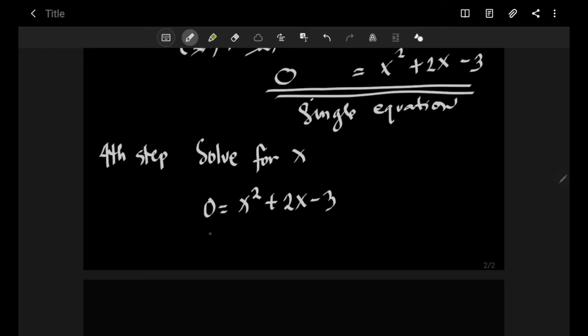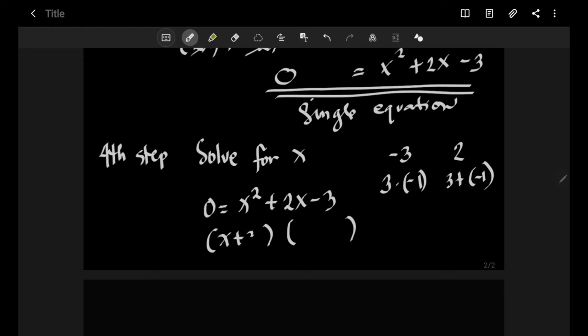So, ang factor nito ay ang factor ng negative 3 na pag minultiply mo ay negative 3 of course, at kapag inadd mo ay positive 2. So, the answer will be positive 3 multiplied by negative 1. So, we have 3 plus negative 1, that is positive 2. So, your factors are x plus 3 dahil positive yung 3. And we have x minus 1 dahil negative yung 1.